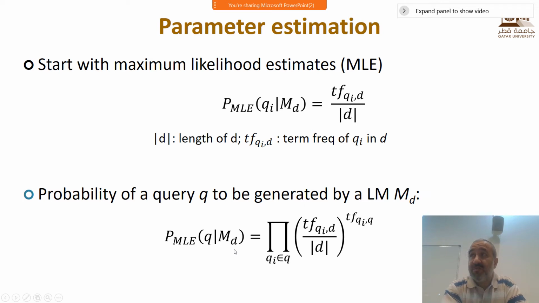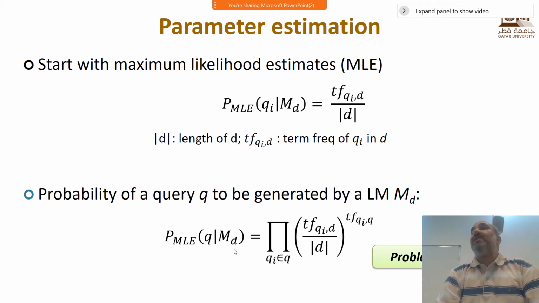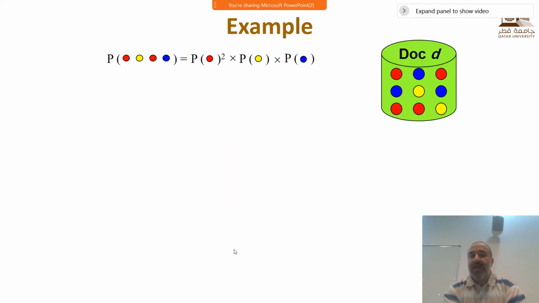Any questions so far? Right. This formula is problematic, and we'll see why very soon. Let's say that I have this document now. So this is an example. Let's say that I have this document, and now I want to compute this probability given the language model of that document, given the formula that we just studied.